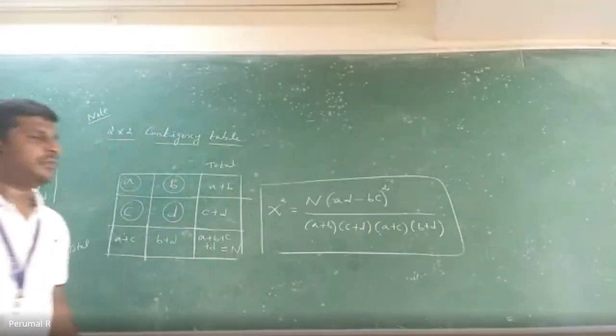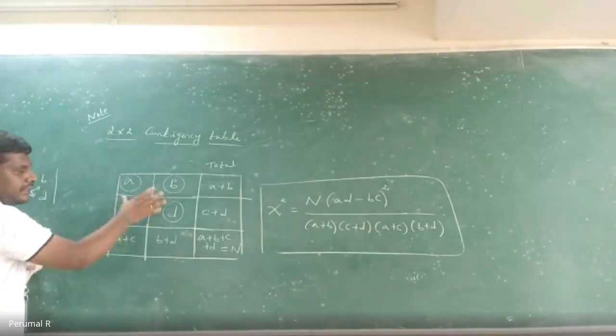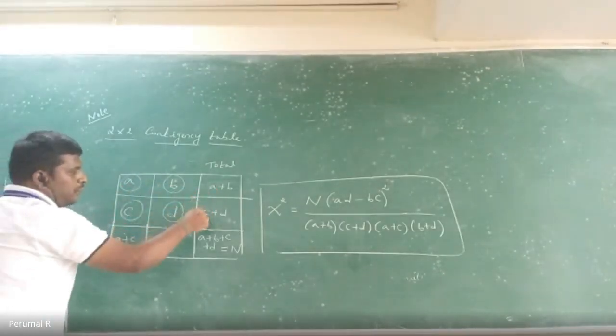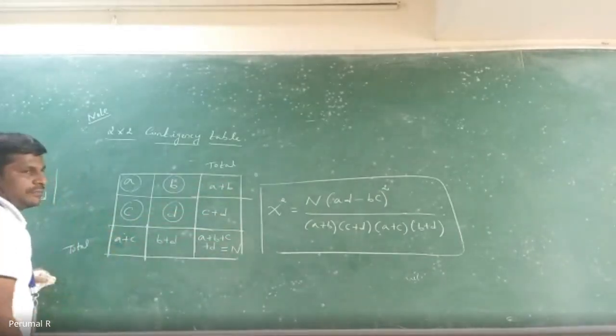So that is important. We have the data a, b, c, d that is given in the problem. You can put row-wise totals and column-wise totals. So you can prepare this kind of data.